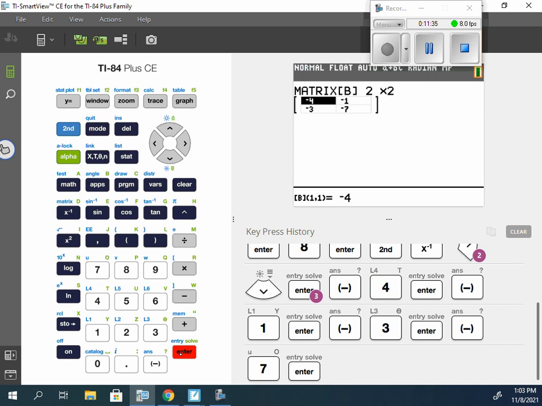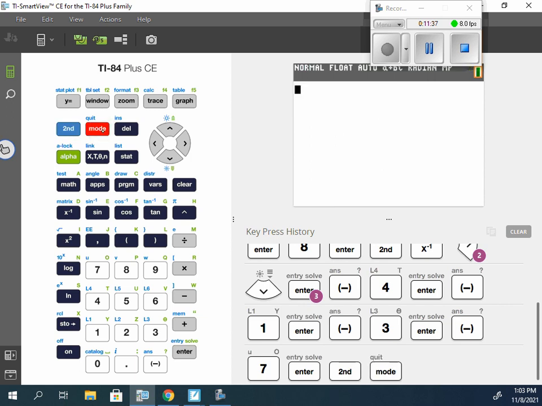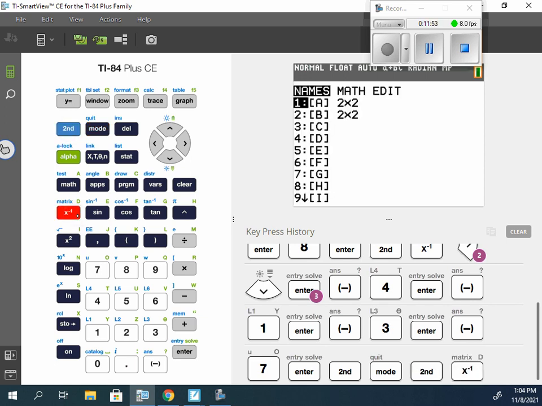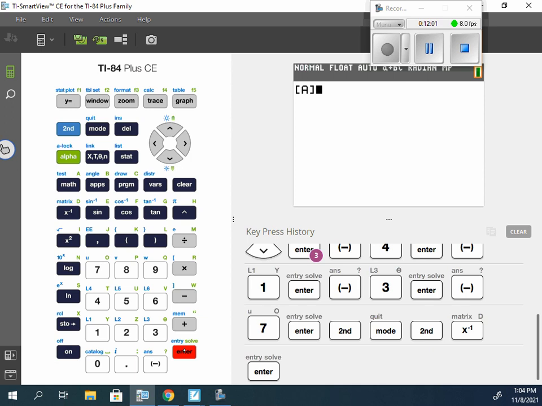Now that we've gotten both put in, we can go second mode, second quit. We're back to the home screen. Now we just need to recall them. To recall the matrix, we're going to go second matrix, and this first list here will recall them and use them with the subtraction, multiplication. If we hit enter, it'll pull up matrix A, because that's what we had first.